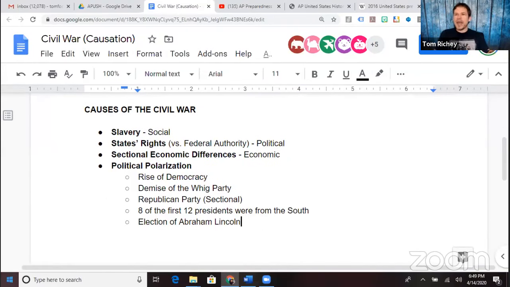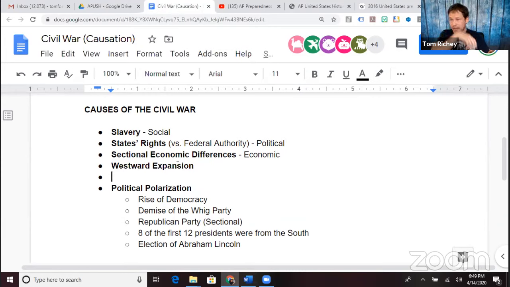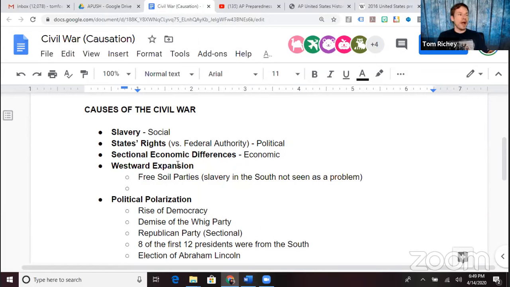Because another thing that you could use here is certainly manifest destiny and westward expansion, okay? That's something that can be intertwined with the slavery issue, okay? Because if we were going to make a westward expansion argument, you look at things such as free soil parties, okay? And remember that slavery in the South was not seen as a problem, okay? So when we think about free soil parties, slavery in the South not seen as a problem, but slavery in the West, okay?